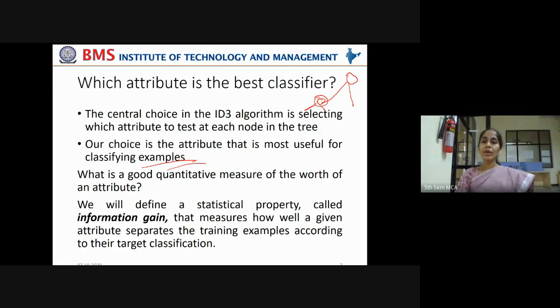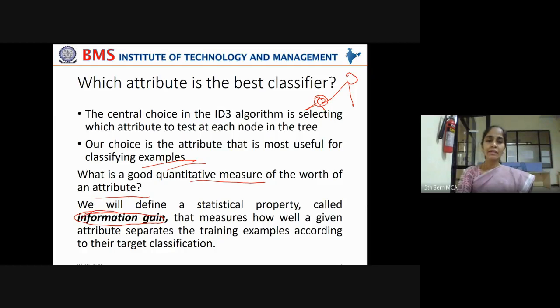So what is a good quantitative measure? What measure do we select that is a quantitative measure of the worth of an attribute, to find the capability of an attribute to result in pure classifications? What is the quantitative measure? The measure we take here is the information gain. We will define a statistical property called information gain that measures how well a given attribute separates the training examples according to their target classification, right?